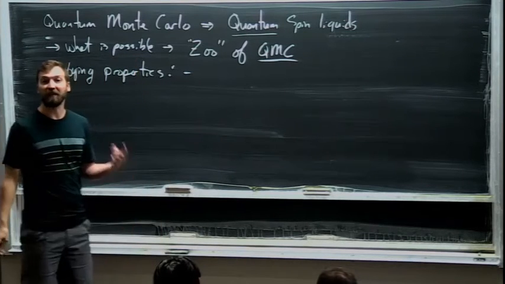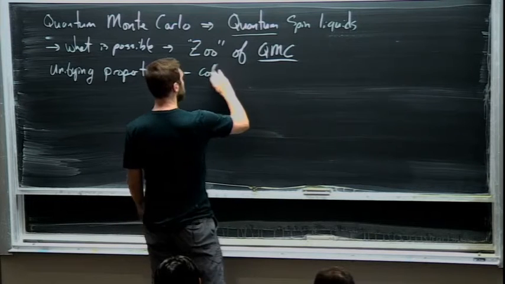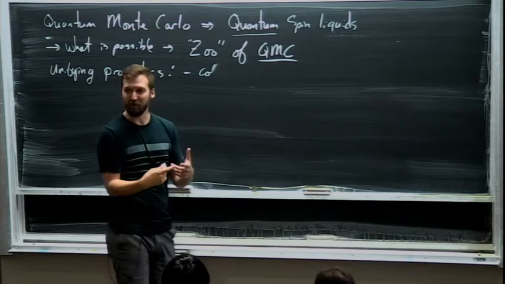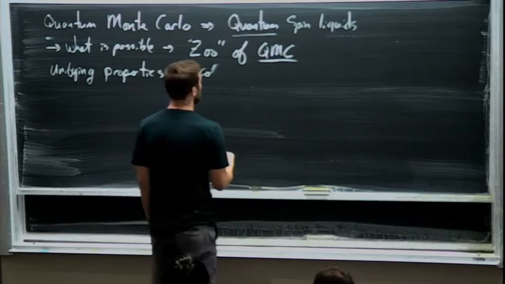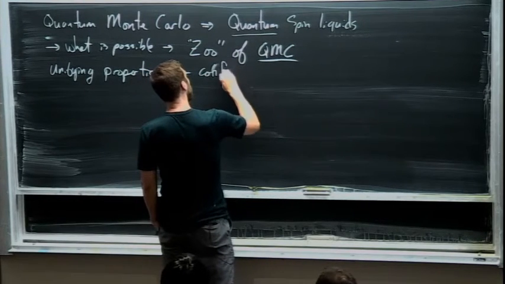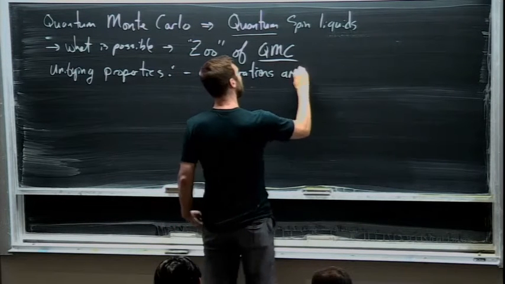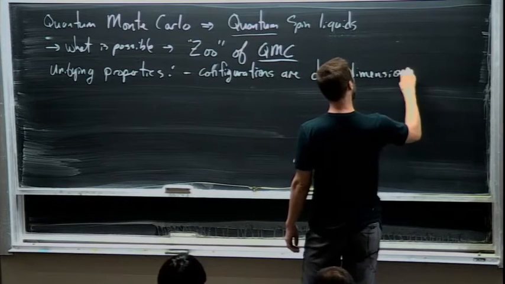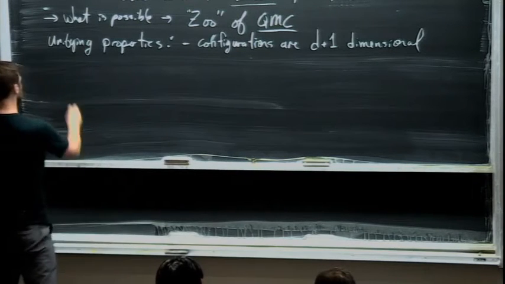One would be the fact that your configurations, which I'll talk about again in a second, the things that you're sampling, the things that you're updating, the classical representation, if you will, of maybe your partition function for a finite temperature simulation, are d plus 1 dimensional. So the picture you should have in your mind is a path integral picture.